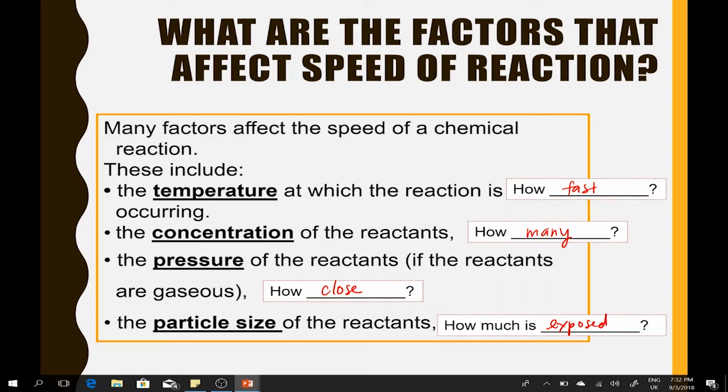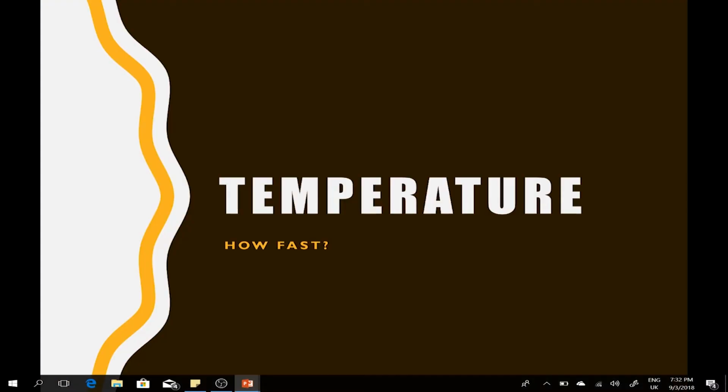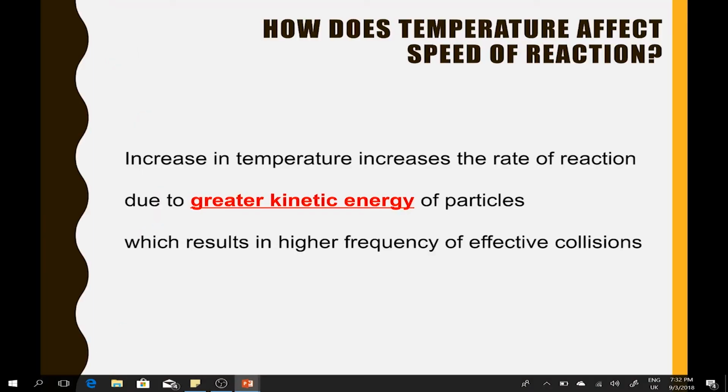Okay, so these 4 questions: how fast, how many, how close, and how much is exposed. Now, first, let's look at temperature. How fast? An increase in temperature increases the rate of reaction due to greater kinetic energy of particles, which results in a higher frequency of effective collisions. So greater kinetic energy would basically translate to faster particles. So when you increase the temperature, your particles move faster.